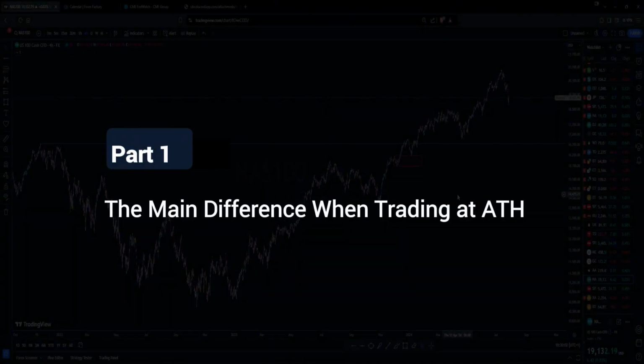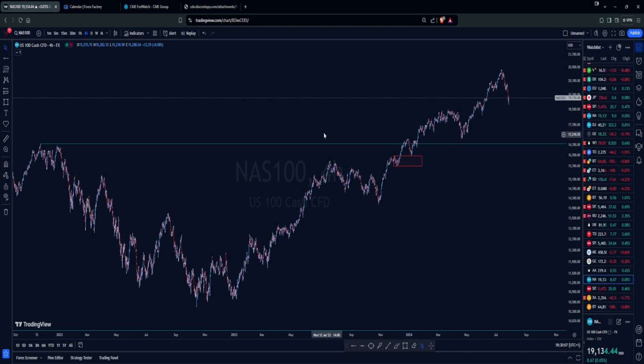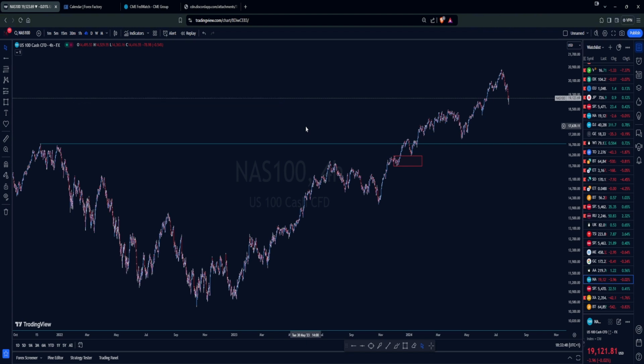So what's the main difference when you're trading at all-time highs versus when you're not trading at all-time highs? All right. So first and foremost, the main difference is that we don't have any data on the left side. Right? There's no historical data at the current price that we are trading in. And for us traders that mostly rely on price action to make decisions about the trades that you're about to take, it's a big lack of information that we have to help us make better decisions.